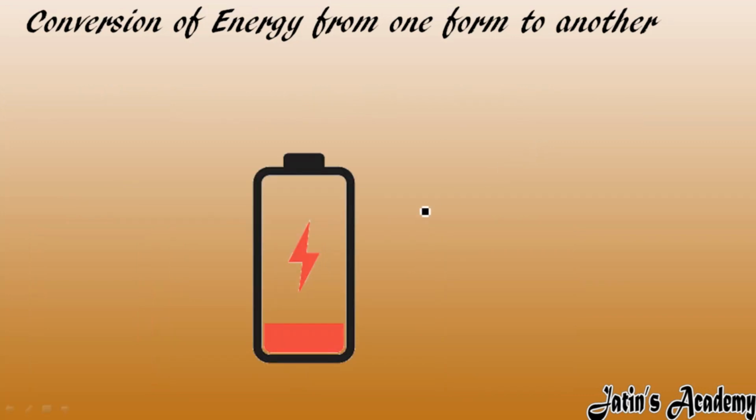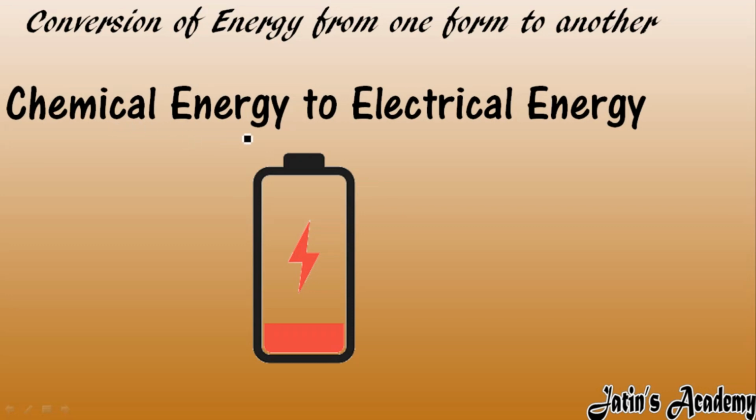And while discharging, meaning we are using our phones, the phone has a battery which has some chemical energy stored in it, and that chemical energy is converted into electrical energy. So during discharging of a battery, chemical energy is converted into electrical energy.